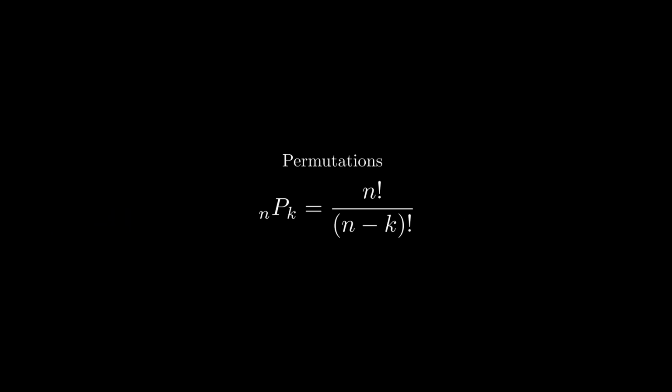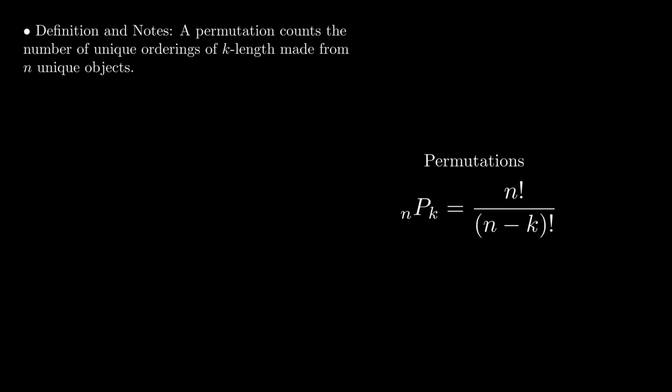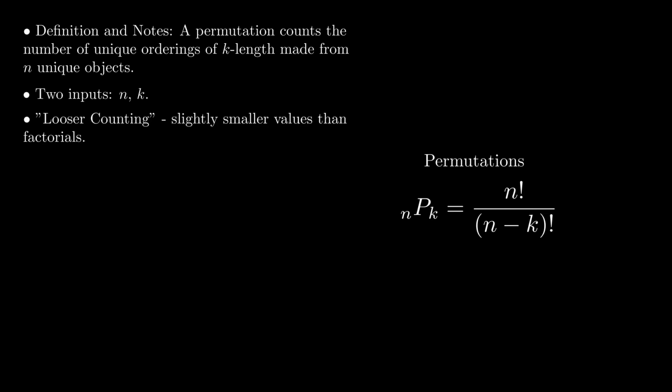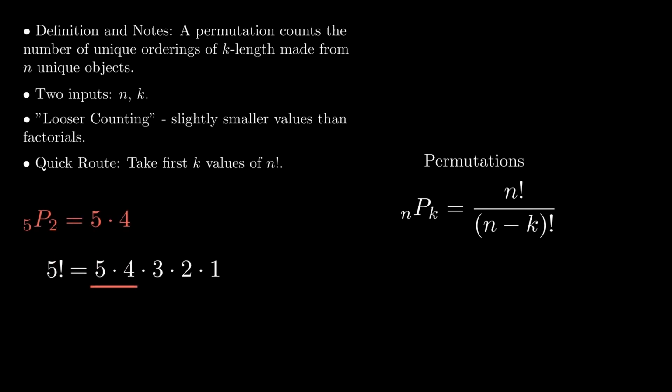Next up are permutations. A permutation counts the number of unique orderings of k length made from n unique objects. It's slightly looser in terms of what it counts, so it produces slightly smaller values than factorials. For the quickest way to calculate, take the first k values of n factorial. Notice how as k changes, we simply select a different portion of our factorial.